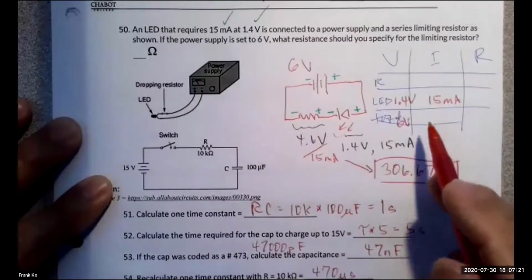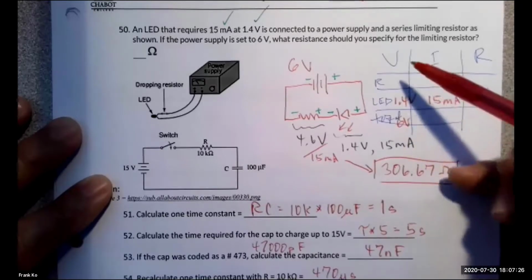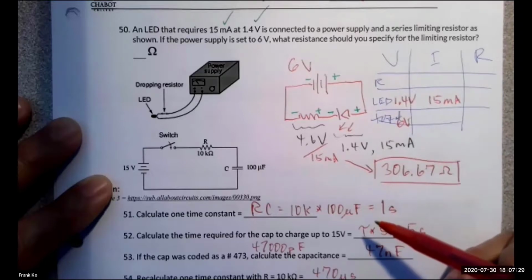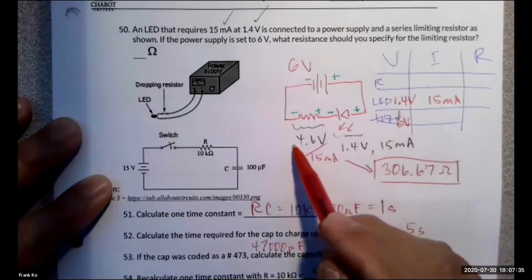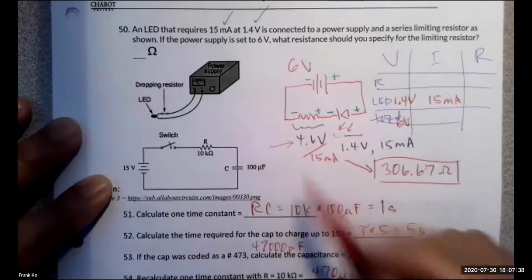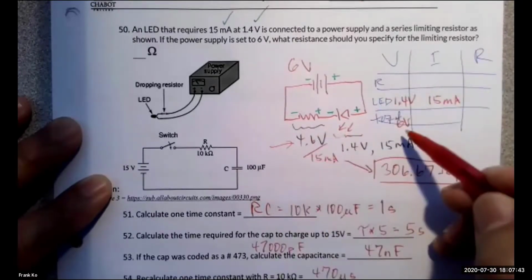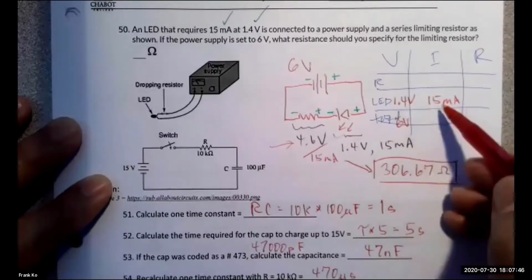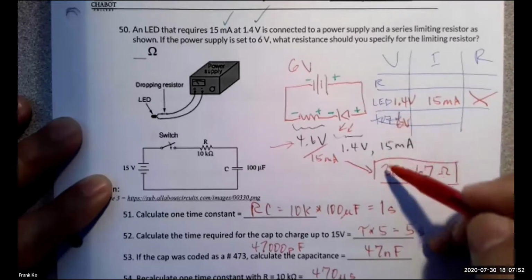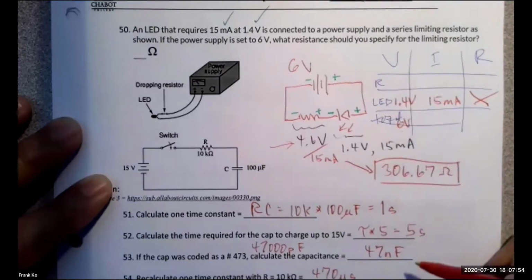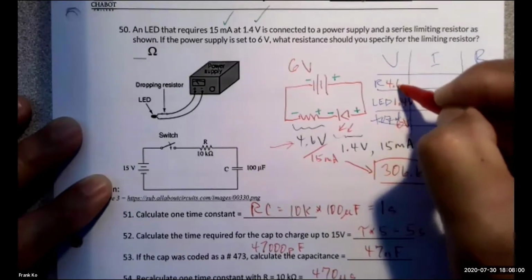So on your VIR chart, if you got a 6 volt total, the LED takes 1.4. How do you find the voltage for your resistor? What do you think? Don't you take the 6 volts and minus the 1.4, and won't you get the 4.6 volts that I wrote over here? That's how you find the voltage across the resistor. So you start with knowns. You start with the facts. 6 volt source, 1.4 volts for the LED, 15 milliamps for the LED in order to make this work. We don't care about the resistance of the LED. We are interested in the ohms of the resistor. So are we clear that 6 minus 1.4 gives you 4.6 volts on the resistor?